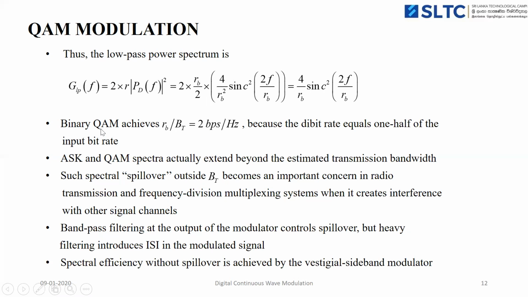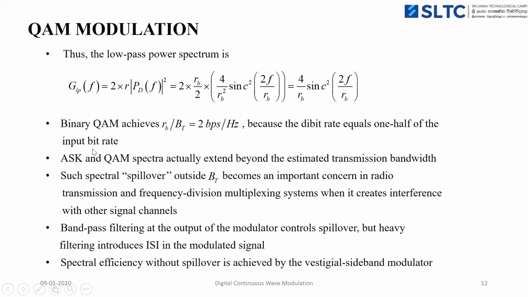Then the ratio of bit rate to bandwidth gives 2 bits per second per hertz, because each symbol in QAM modulation consists of 2 bits. So the bit rate is twice the bandwidth. And that's why we are getting 2 bits per second per hertz. It's the spectral efficiency. It gives the spectral efficiency for the particular modulation.